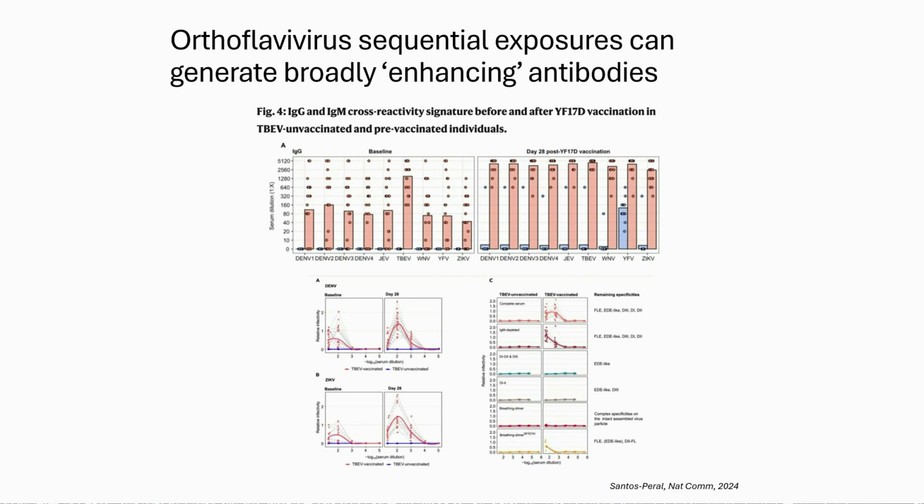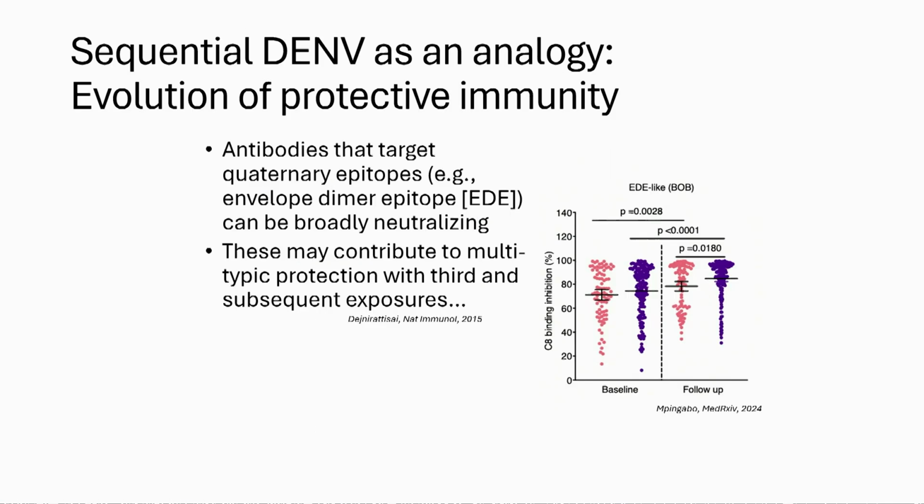Finally, they went on to do depletion studies and demonstrated that amongst those individuals who'd been TBE vaccinated, this enhancement was driven by antibodies against the fusion loop. So this does suggest, again, a potential for enhancement for dengue with prior exposures to flaviviruses, largely driven by these fusion loop antibodies. In contrast, there's growing evidence that these antibodies against quaternary epitopes, for example, the envelope dimer epitope, could be broadly neutralizing and could drive some of what we're seeing in dengue, where by the time you arrive at your third dengue infection, you're likely to be protected, even if it's a serotype you've never seen before.